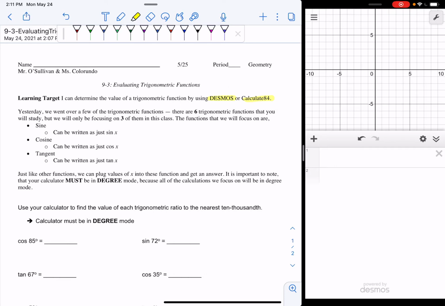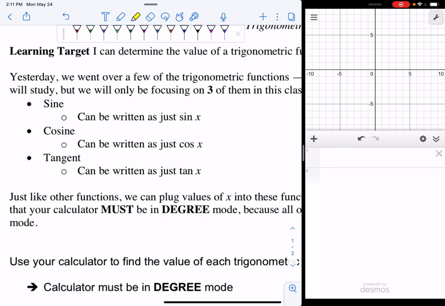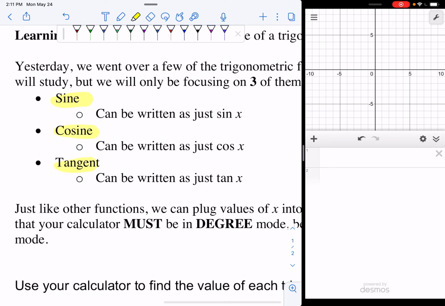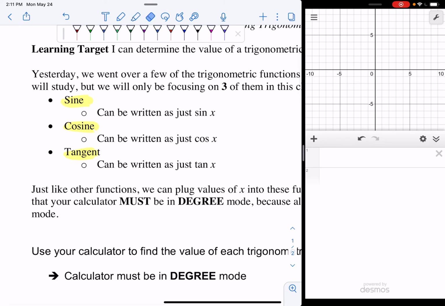In yesterday's video, we went over a few of the trigonometric functions. There are 6 of them, but in geometry we only study 3: sine, cosine, and tangent. When we talk about functions, we mean things like y equals x squared, y equals x, y equals absolute value of x. Sine, cosine, and tangent are also functions. We can plug a number into them and get a number out. That's what we mean by the word function.